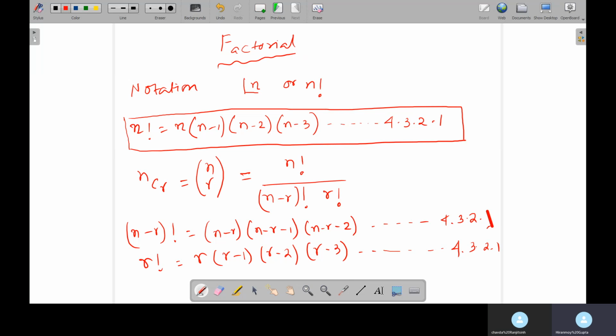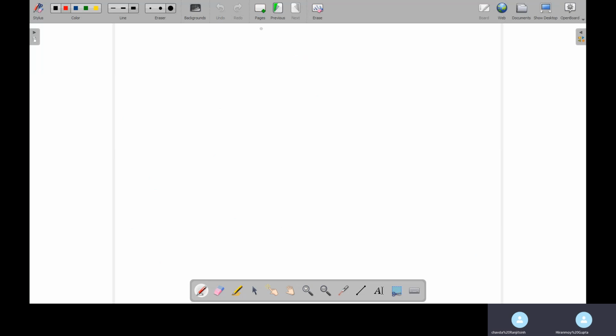Now take an example of how the factorial will work. How will you find a factorial? Suppose you are getting a value that is called 5 factorial. Now how will you find 5 factorial? 5 factorial means, as per the formula of n factorial, it is 5 times 4, 3, 2, 1.